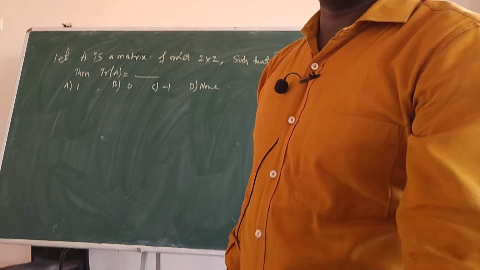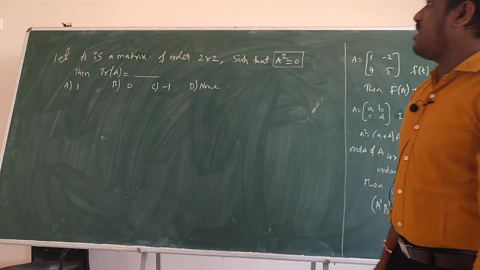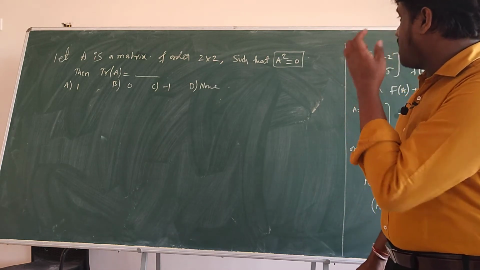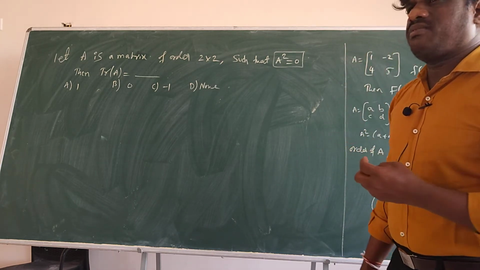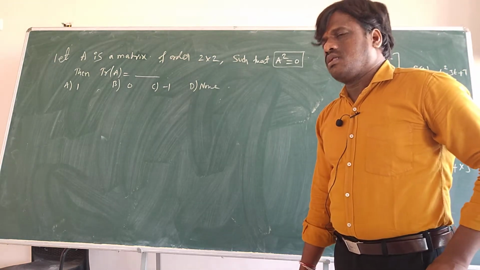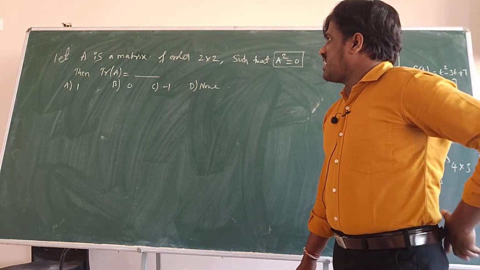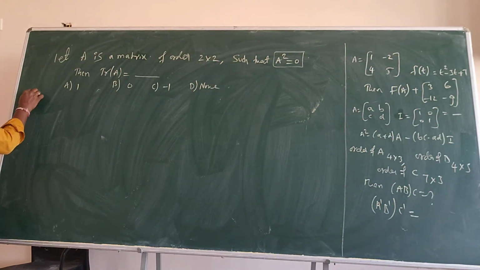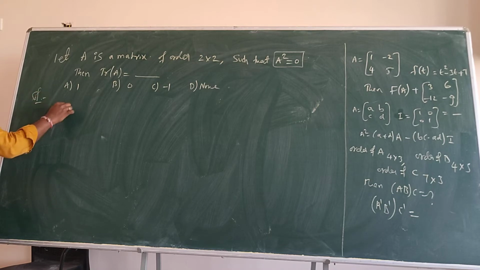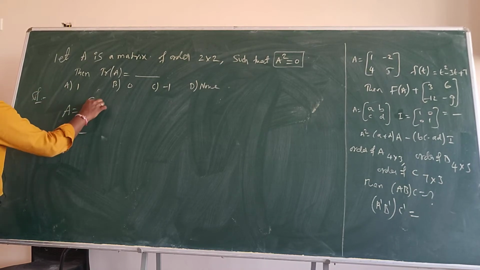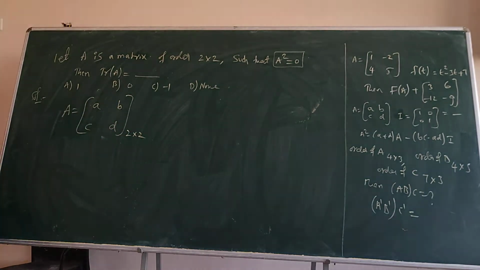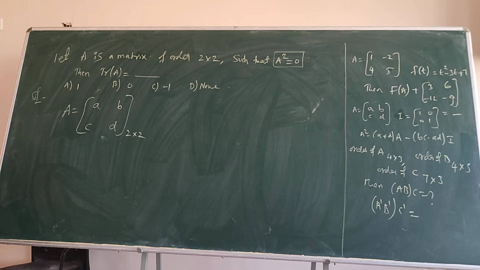So the next question says: let A be a matrix of order 2 by 2 such that A square equals 0. A square equal to 0 means which matrix? A nilpotent matrix. Then the trace of A is asked. So let us take the given 2 by 2 matrix A equal to [a, b; c, d]. This is a 2 by 2 matrix. Then A square equal to 0 is given.